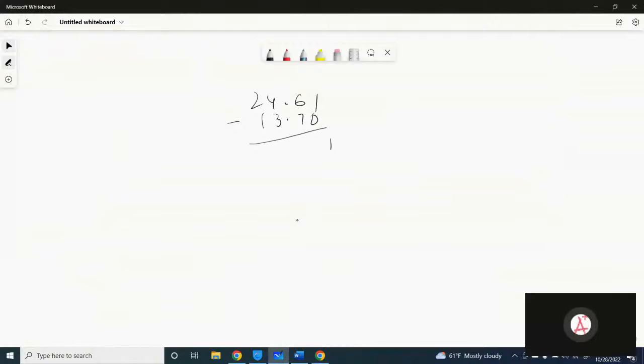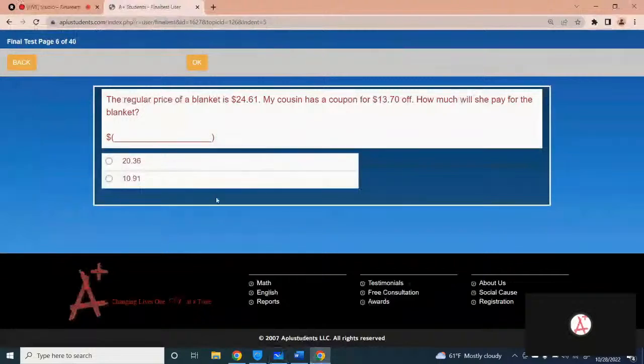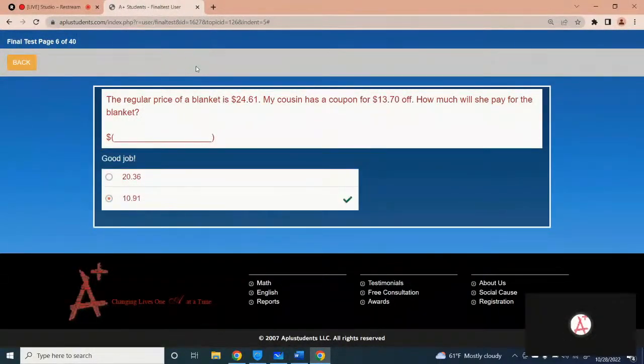1 minus 0 is 1. You cannot take 6 out of 7, so you have to borrow 1. It makes 16 here. 16 minus 7 is 9. 3 subtract 3 is 0 and 2 subtract 1 is 1. Got it? So it would be 10.91. Select the correct option and then click on the OK button. That would be 10.91.